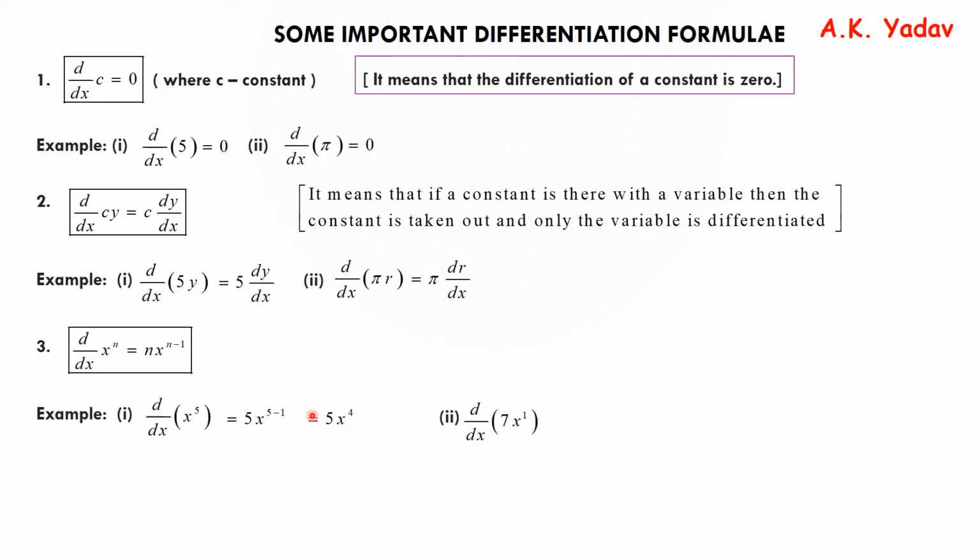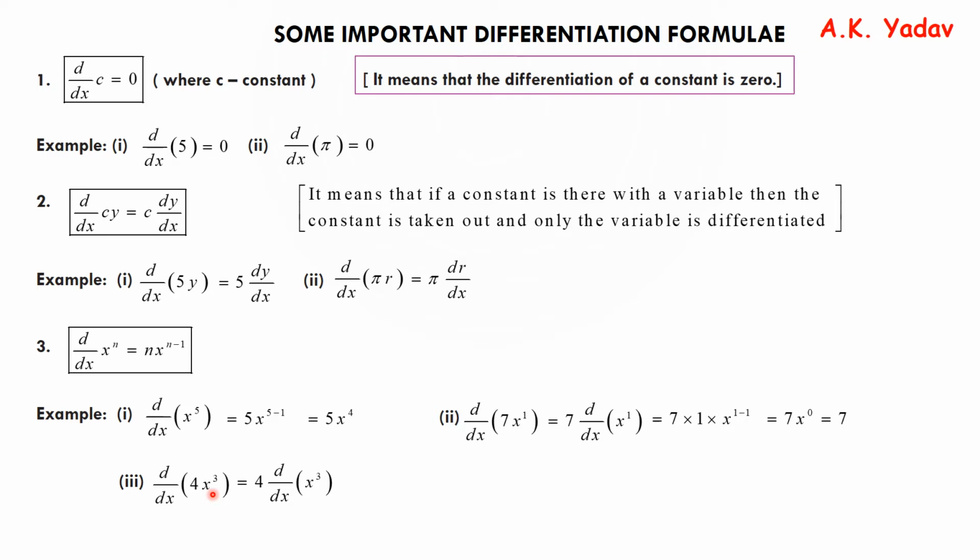Let's take another example. d by dx of 7x, I need to find. So 7 comes out and we will differentiate x. Now x has a power of 1, that is n is equal to 1. So 1 and x to the power of 1 minus 1, by using this formula again. So that can be written as 7 and x to the power of 0, and as we all know anything to the power of 0 is 1, so it gives me an answer 7. Let's take the third example. d by dx of 4x cube.